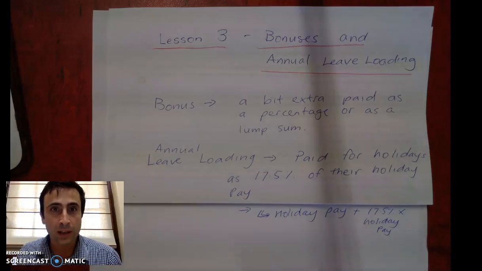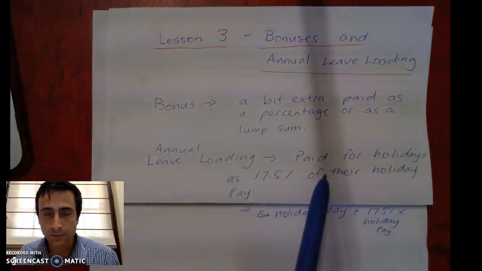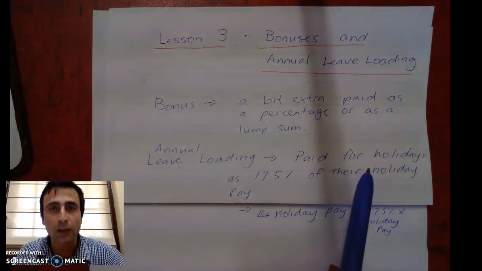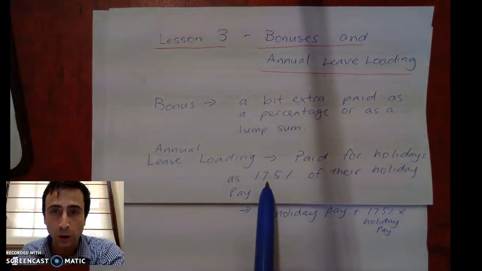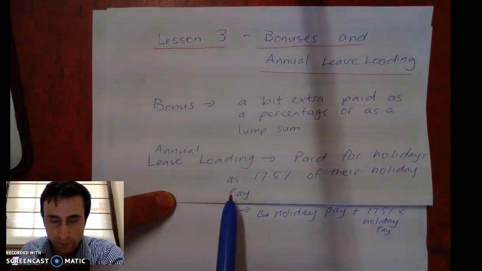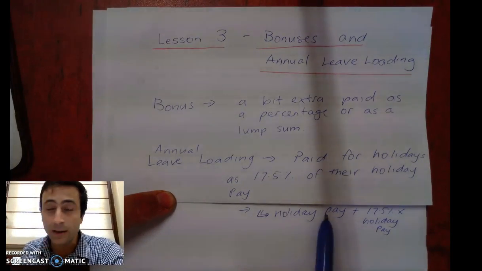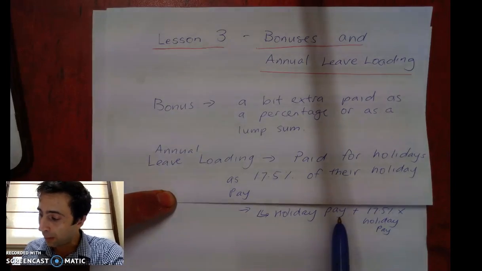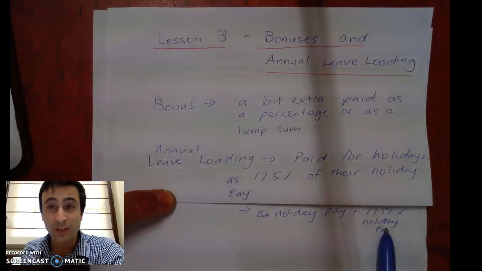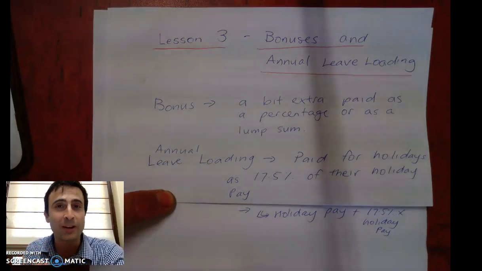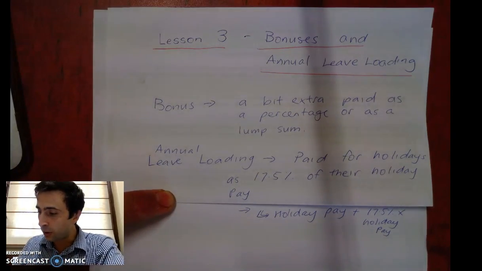That's different to annual leave loading, because annual leave loading is something that is paid for your holidays on top of your holiday pay, like a little extra something. It's generally 17.5% of your holiday pay loaded on top of your holiday pay. So what you get paid during the holidays is your holiday pay, in other words your 4 weeks or 3 weeks pay, plus 17.5% of that holiday pay on top of it. It's really quite nice when you check your bank account on the holiday and you realise you've got all this extra money. So let's have a look at the questions.